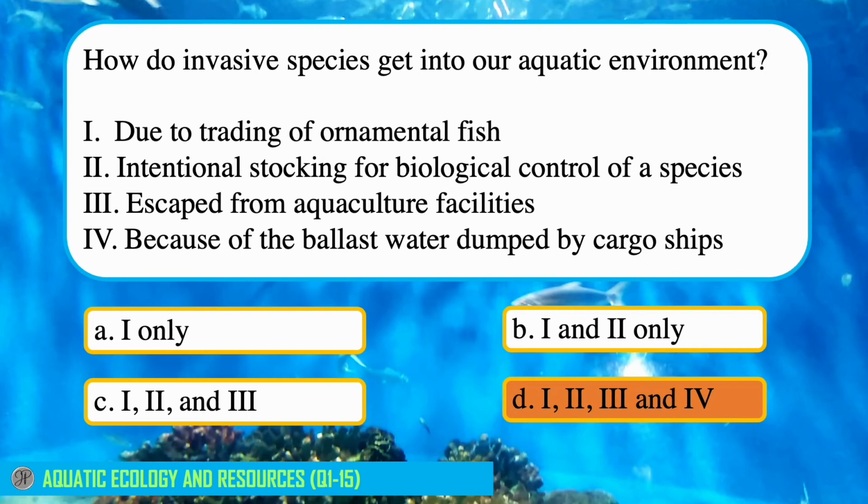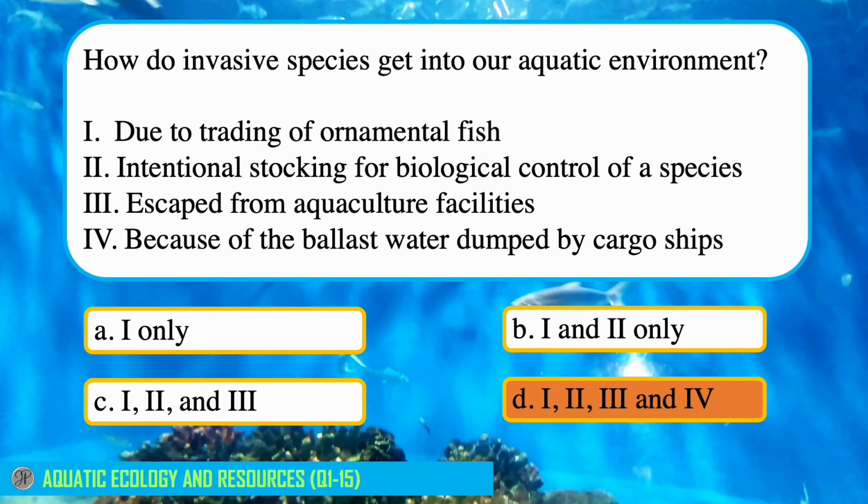The answer for this question is letter D: 1, 2, 3, and 4. Species that are not native to a certain area, accidentally or intentionally introduced and not properly controlled, eventually proliferate in a certain environment, affecting the native ones, are categorized as invasive species.